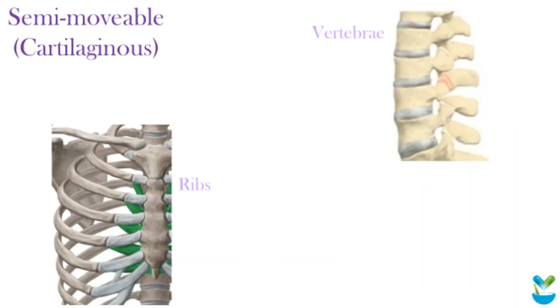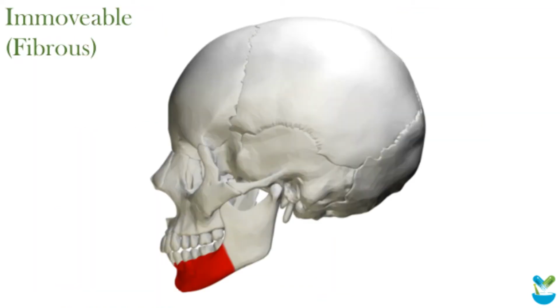Semi-movable or cartilaginous joints allow little movement. Joints in the vertebra and rib cage, which move during breathing, are examples of this type of joint. Immovable or fibrous joints are fixed joints which do not permit any motion.